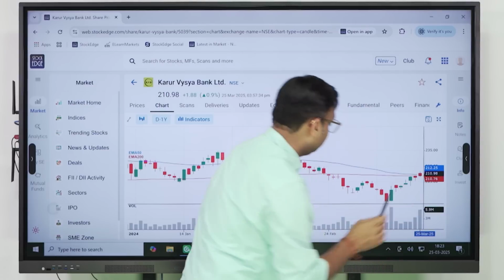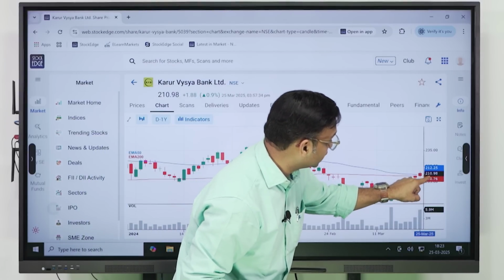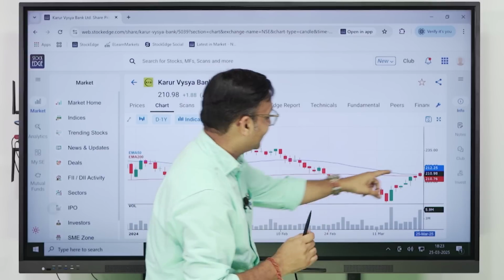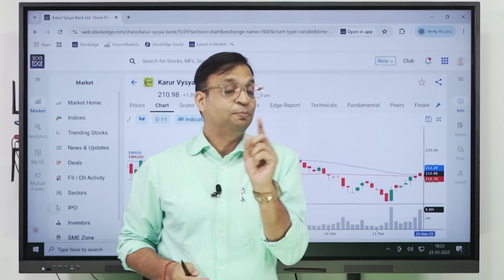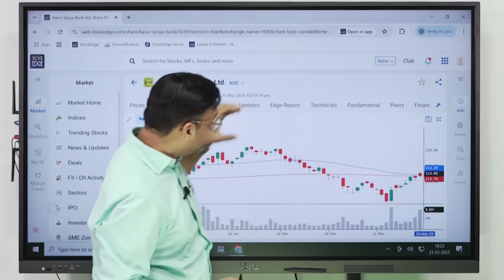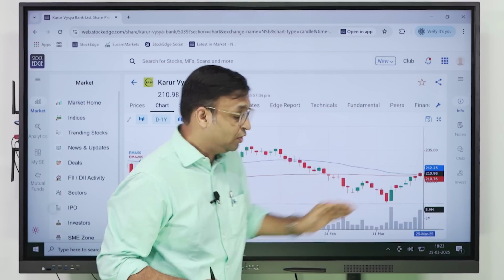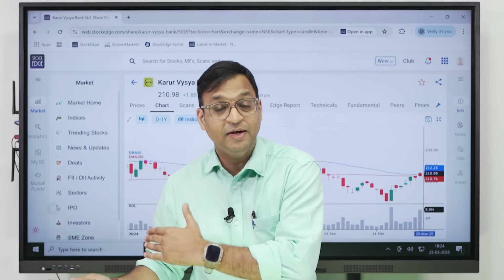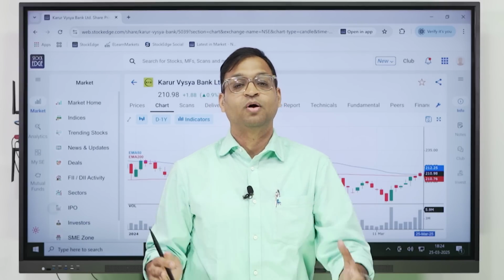So 210 is the 200-day moving average. 212 is the 50-day moving average. And the closing price is 211. That means the stock is almost near its conjunction of moving averages. So if the sector supports, it's important that the sector also supports a stock. Because of its price action near its 52-week high zone and support from the moving average, there is a probability that the stock can go up. It's a probability. Again, I'm repeating that thing. It is not a certainty.